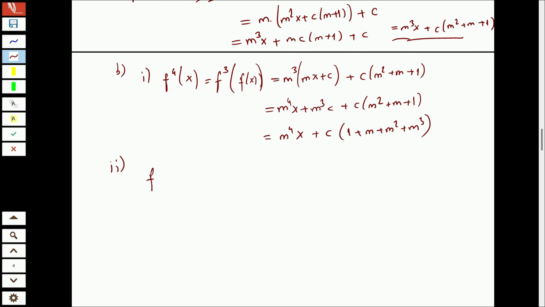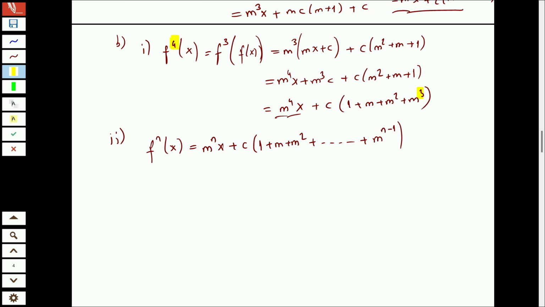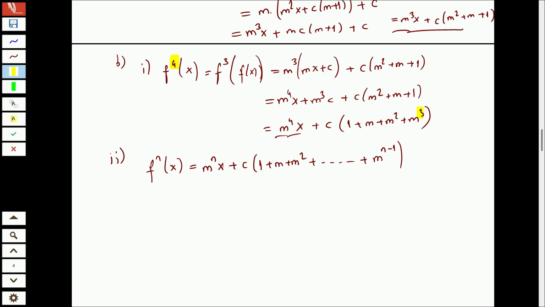As you see from the previous questions, there is a sequence with the power of m going up. So the n-th composition is mⁿx + c in parentheses 1 + m + m² and so on, up to m^(n−1). As you see from here, when the composition is the fourth, the power of the last term is 3, which is 1 less than 4.